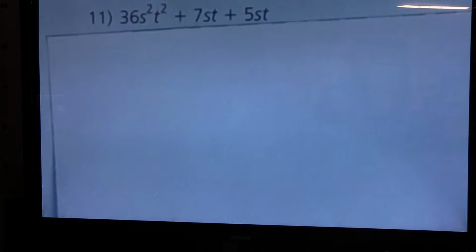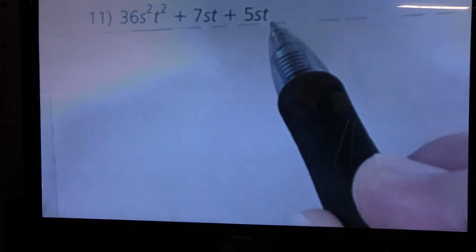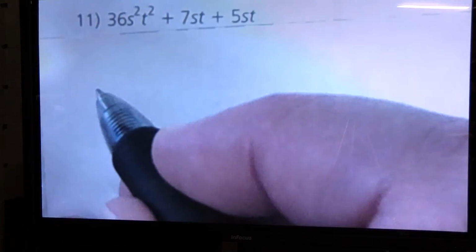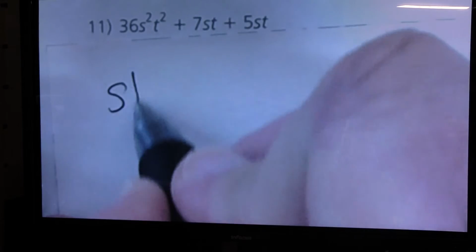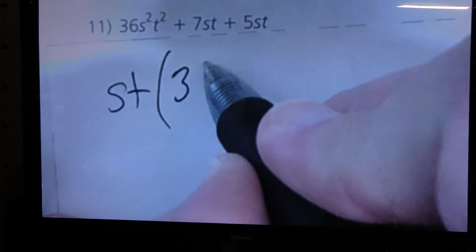Alright, let's look at the variables that they have. I see here they have s squared and t squared. Here they have st, and here they have st. So while they do not have any coefficients that share common factors, they do have variables in common. They all have at least one s and one t. So if I were to write this one out a different way using the distributive property, I would put st outside, and in parentheses, I would go ahead and put 36.